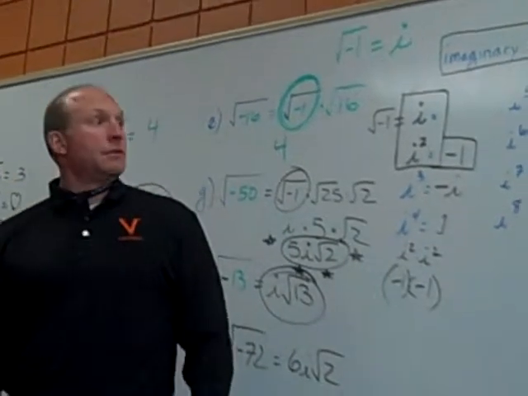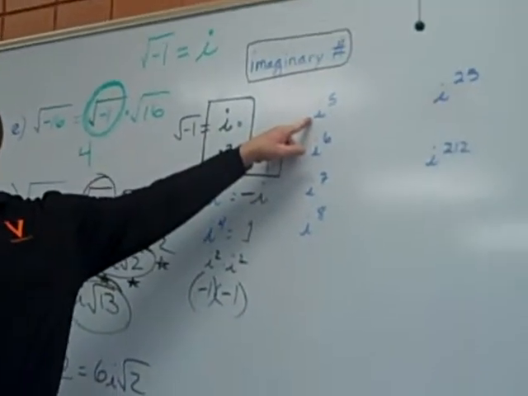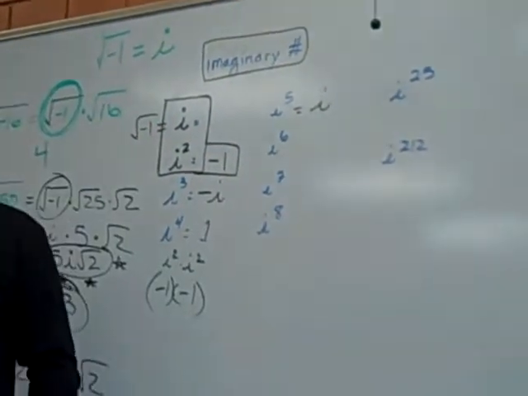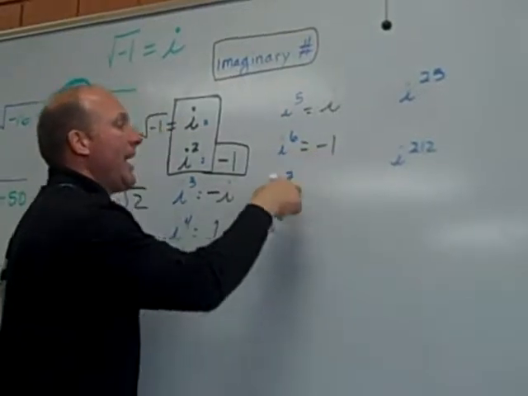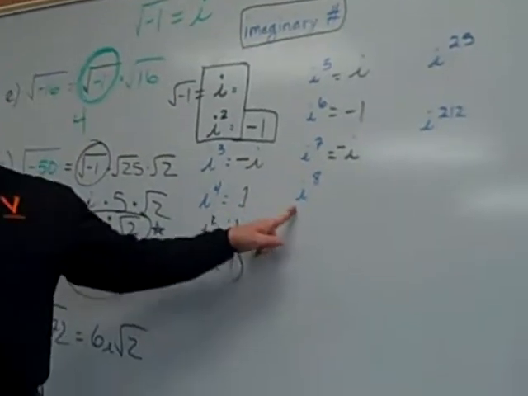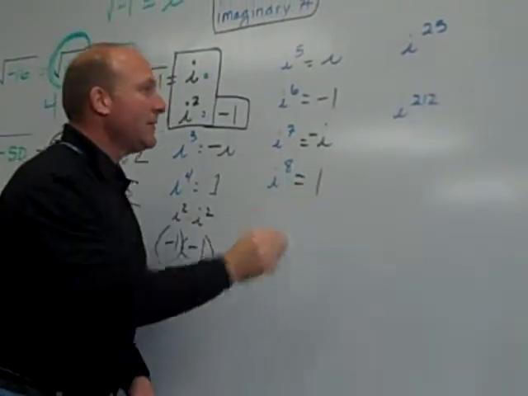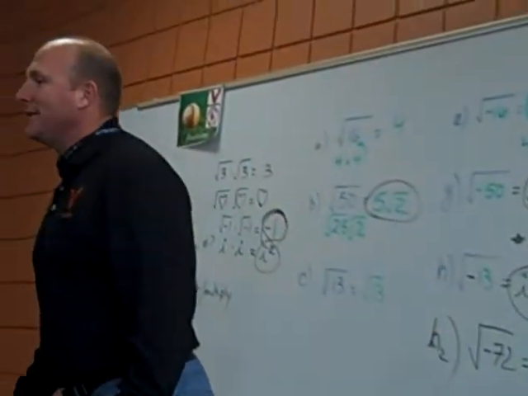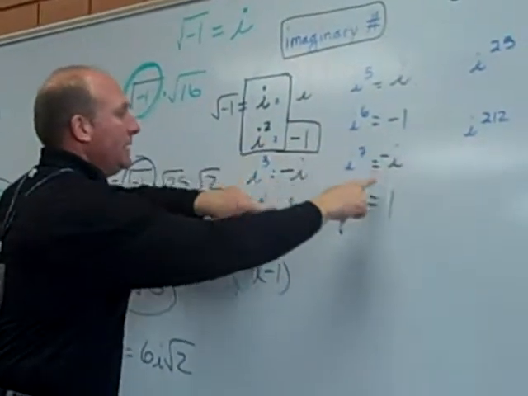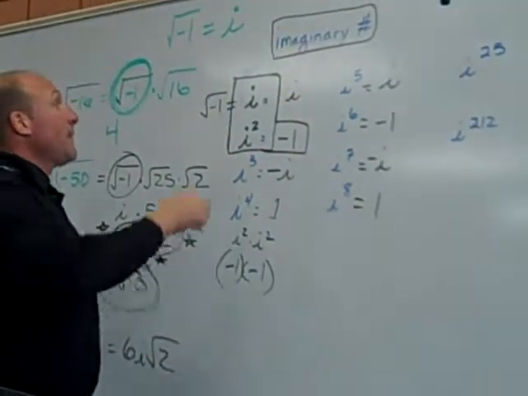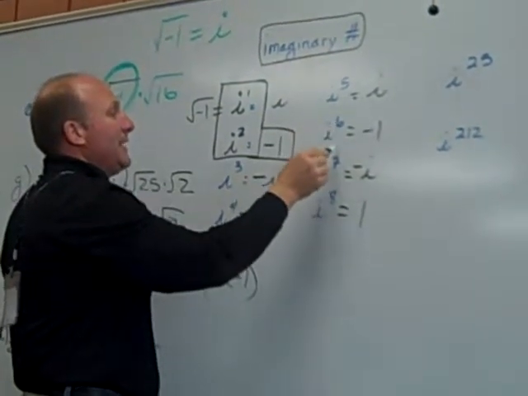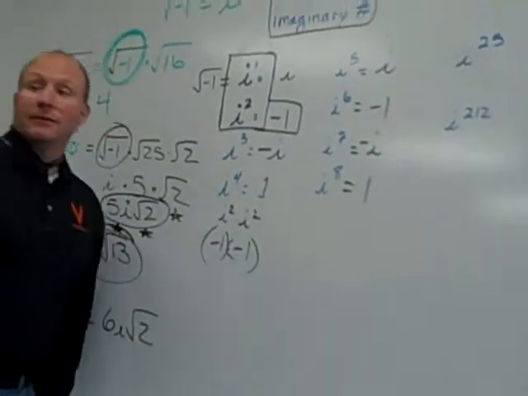It's all review. Anybody want to guess what i to the fifth is? Negative i. Nope. How about i to the sixth? Anybody? How about i to the seventh? Anybody want to guess i to the eighth? Do you see a pattern developing? i, negative 1, negative i, 1. So this is i to the first, second, third, fourth. Fifth, it starts repeating. Sixth, it repeats. Seventh, eighth, and so on.